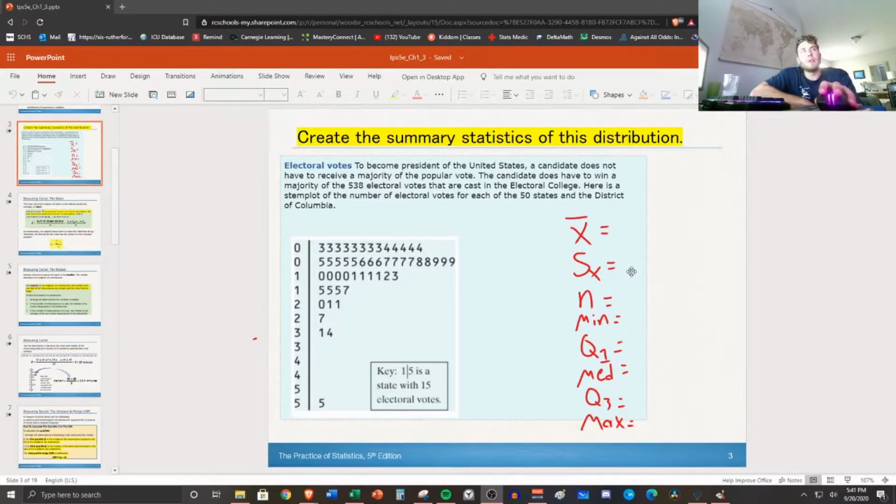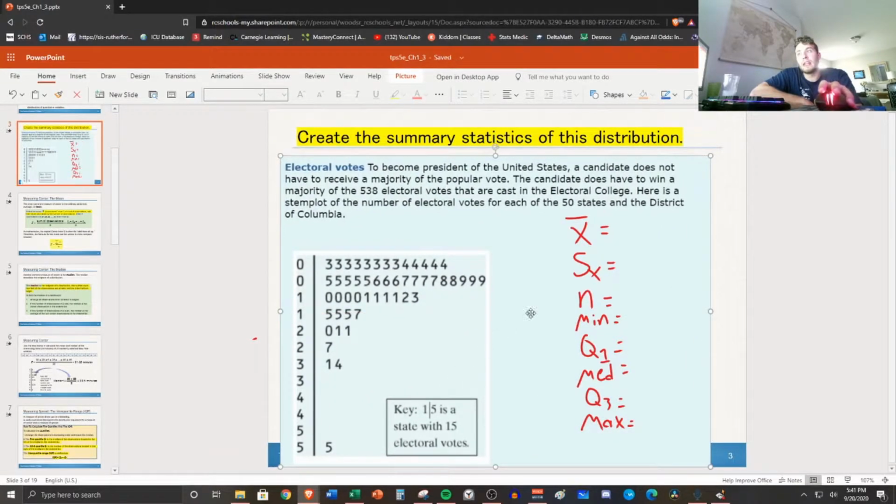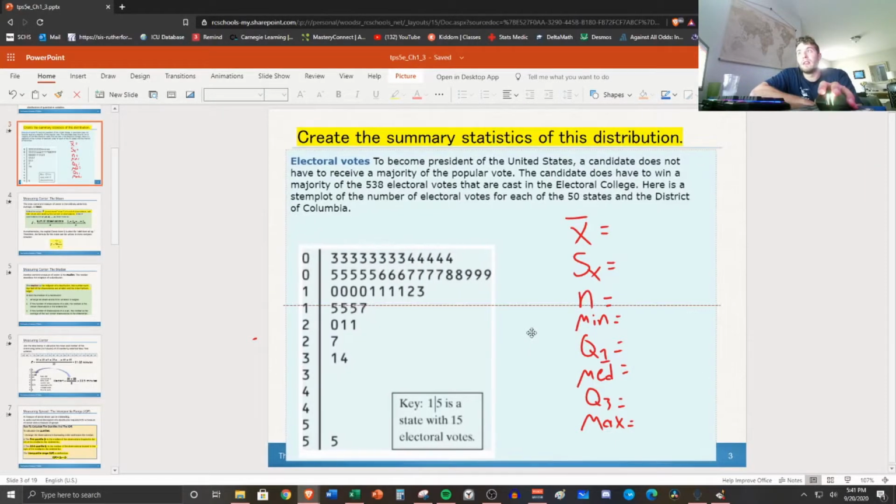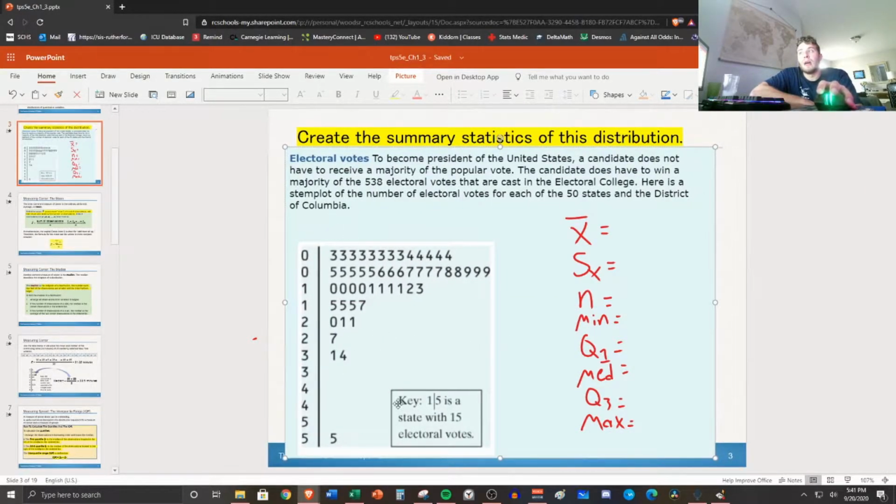But the reason we're going over this is because you're going to have a test question very much like what you're seeing here, where it gives you a stem and leaf plot, which I think we're still learning how to create. So we have a stem and leaf plot, and it wants you to find the summary statistics. Now on the test, it may actually just say find the median or find different individual statistics. But what I would like you to do is find all of these.